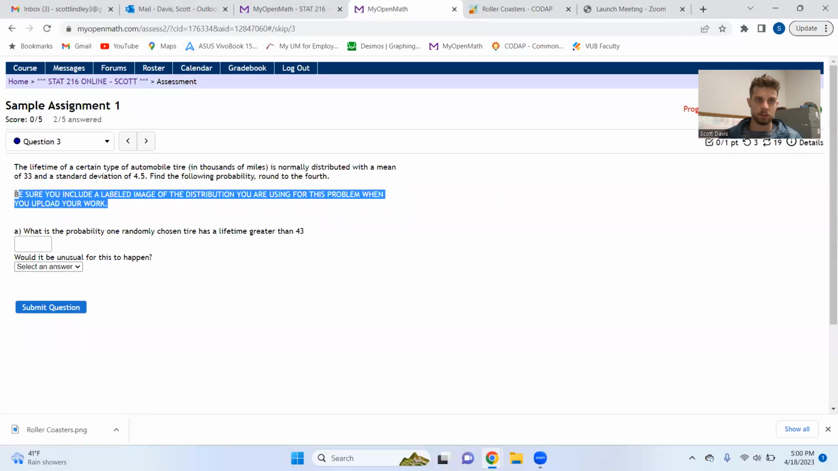You'll be uploading your work. For this question in particular, be sure you include a labeled image of the distribution you're using. When we get to some of the later questions, you will be asked to include a distribution as part of your work. I think that's incredibly important to understand the connection between what we're typing into our calculator and the actual area of a distribution. So I am going to stop share super quickly so you can see what this might look like. So here was question 3.